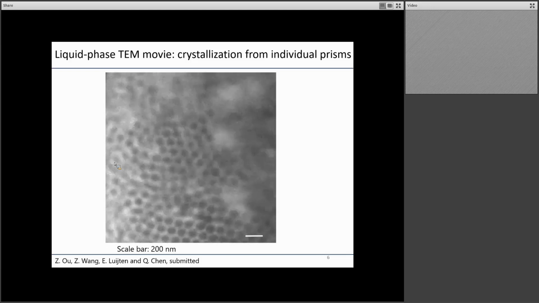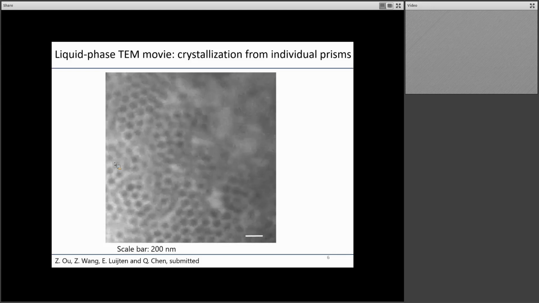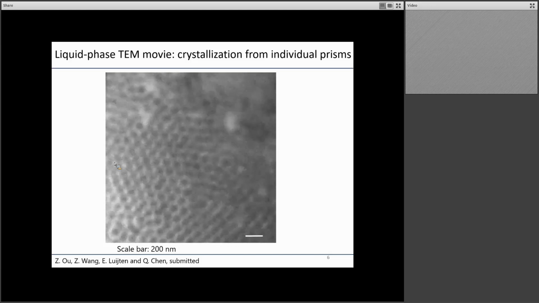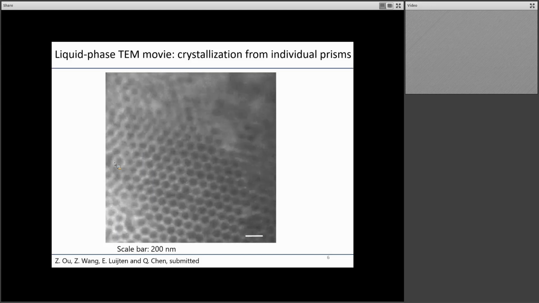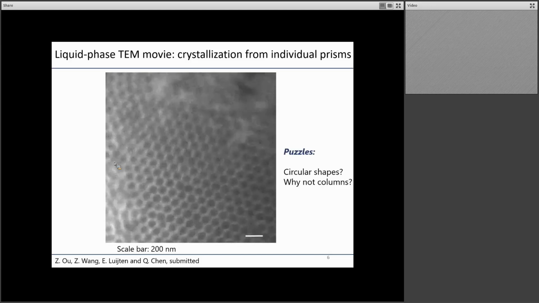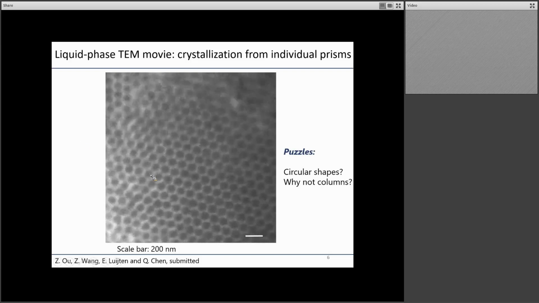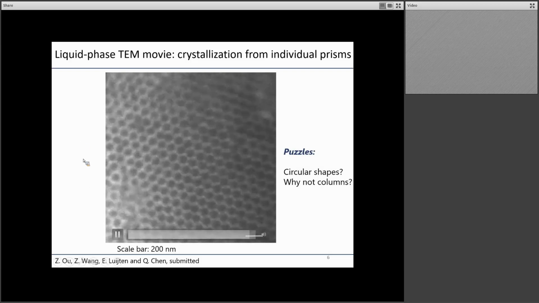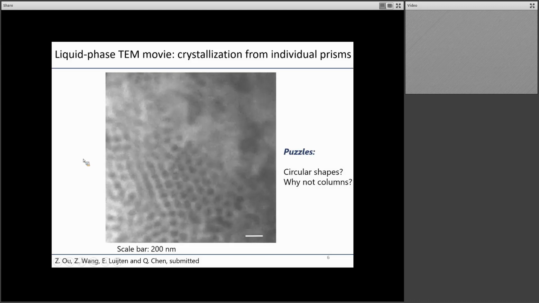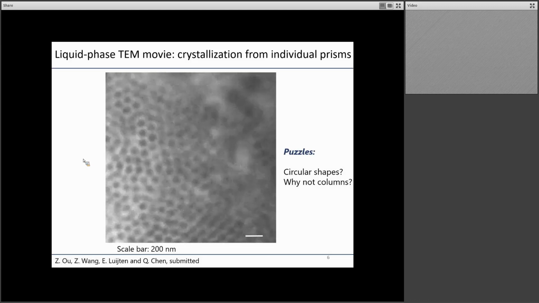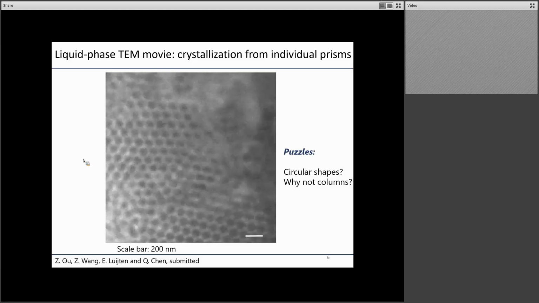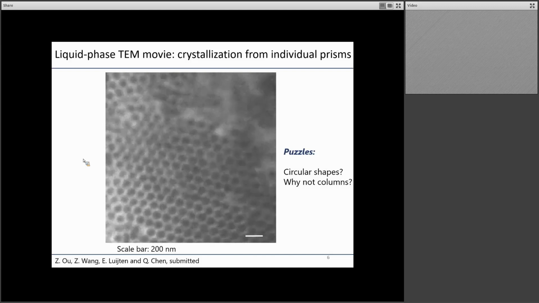But at the same time, if you look at this movie several times, you might get confused, just as we were. We started from triangles, so why do the dark shapes here look so circular? And why do we have a hexagonal lattice symmetry out of triangles? Those questions bothered us for quite a long time.